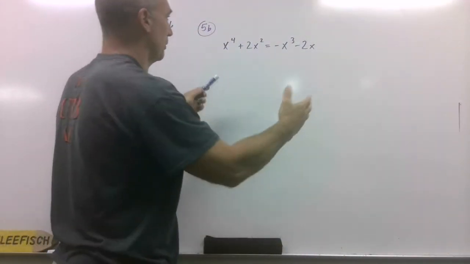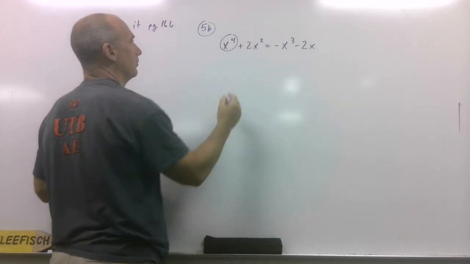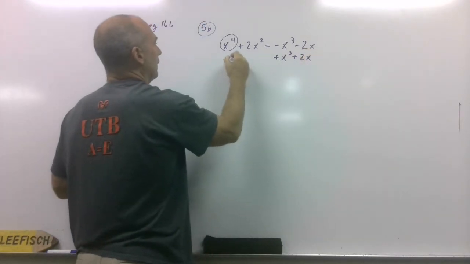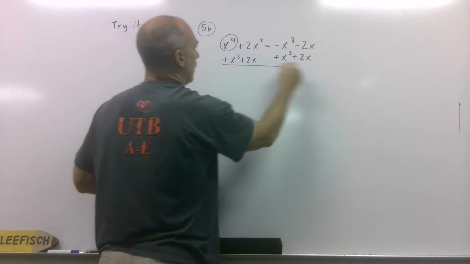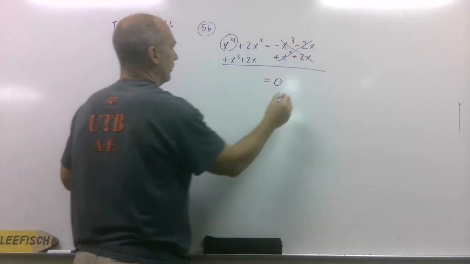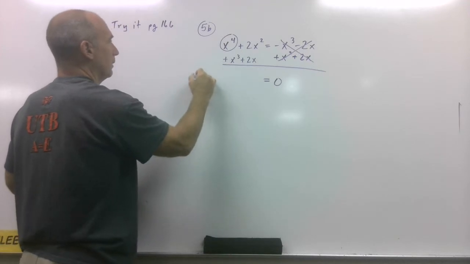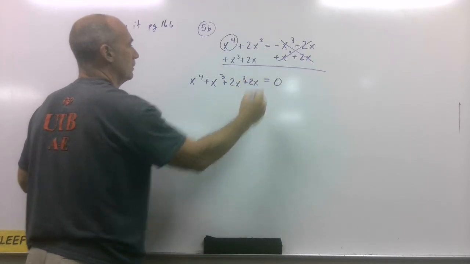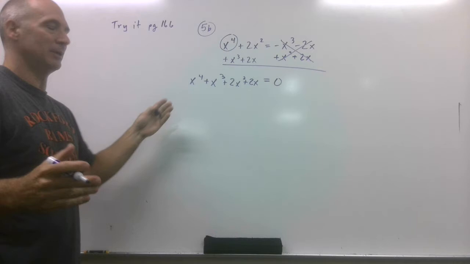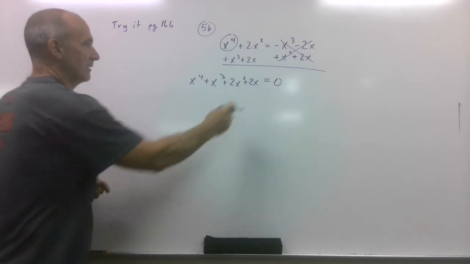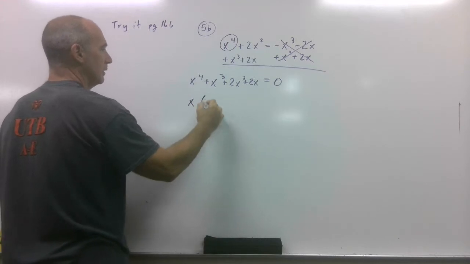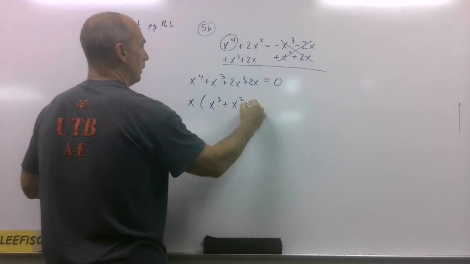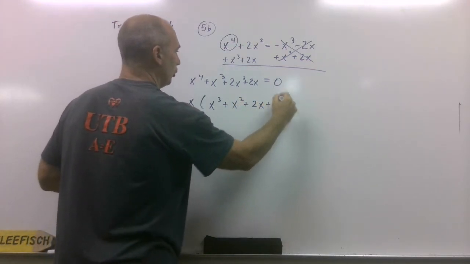So here we go. Stick with the program, set it equal to 0, keep your highest powered term positive. So I'm going to add x cubed over here, add 2x, add x cubed over here, add 2x. Now, this side cancels, so that equals 0. You can notice I don't have any like terms, so you should be in the habit of putting things in descending order. And then we stop and think, is this factorable? And the answer is yes, a little bit, but yes, I can take an x out. So I take an x out, and I'm left with x cubed plus x squared plus 2x plus 2.